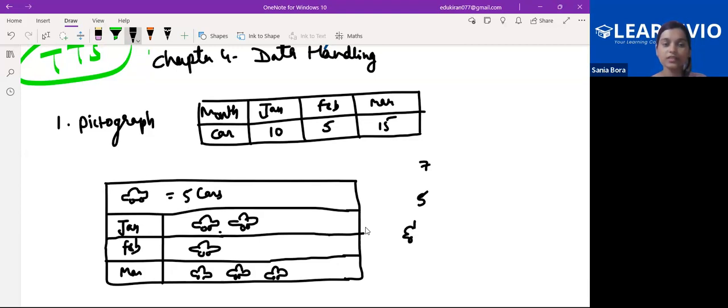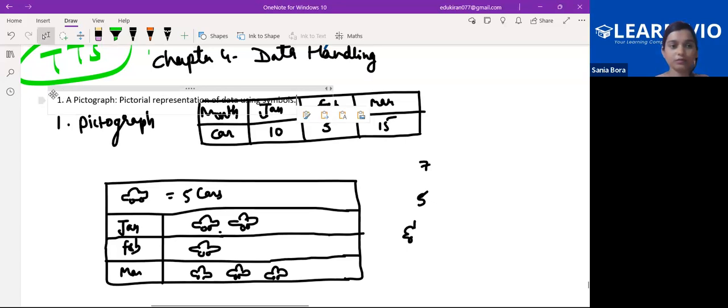Okay, ma'am. Yes, just draw it so that at least you would have an idea, and also write the definition of pictograph. Okay, make it like this. First, instead of just drawing it directly, just first write here pictograph and then write the definition.